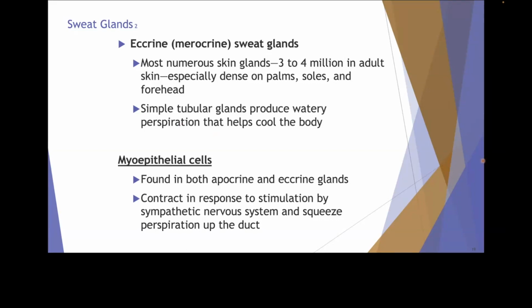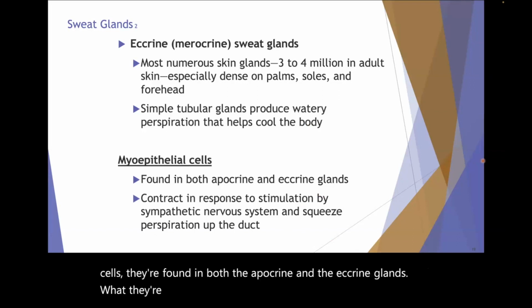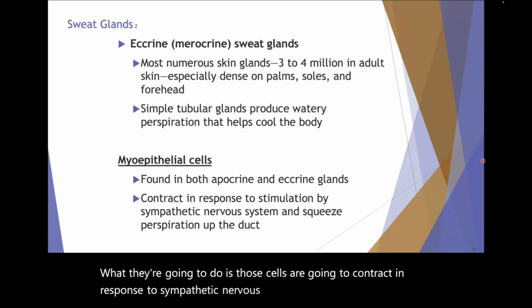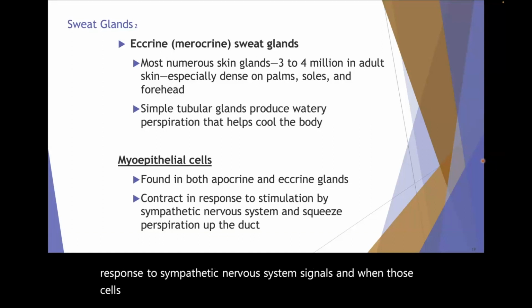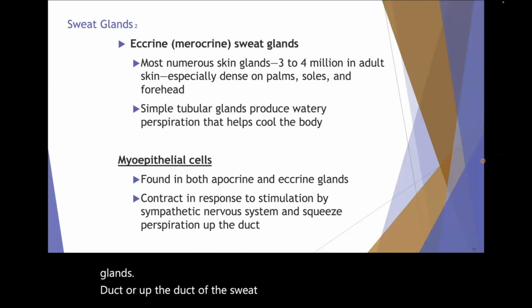The myoepithelial cells are found in both the apocrine and the eccrine glands. Those cells contract in response to sympathetic nervous system signals. When those cells contract, they squeeze perspiration up the duct of the sweat gland.